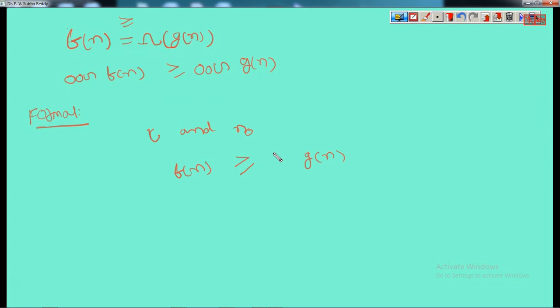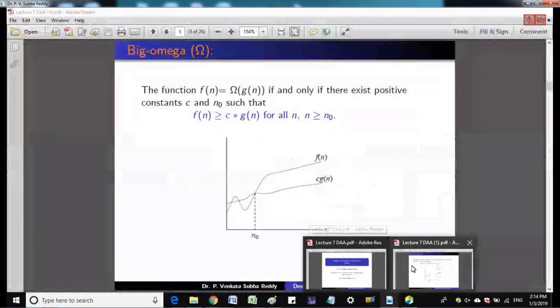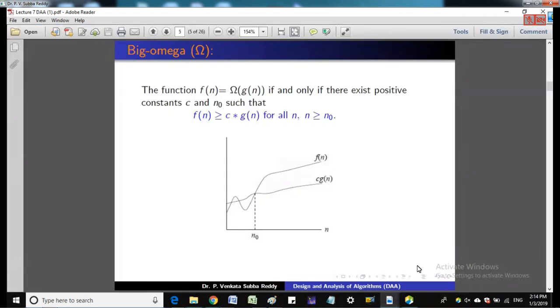But here it is true for some constant c, for all n greater than or equal to n naught. That is, we say that f of n is big omega of g of n if and only if there exist two positive constants c and n naught such that f of n is greater than or equal to c into g of n for all n greater than or equal to n naught. That's what is explained here.